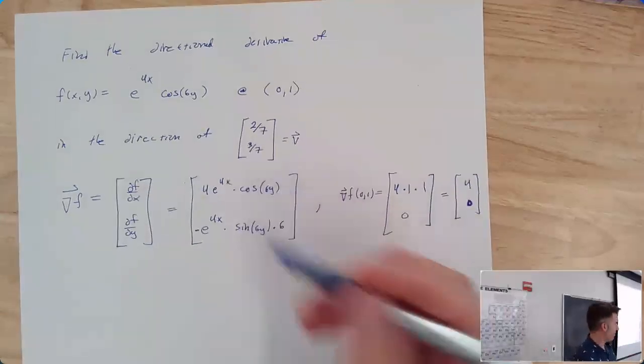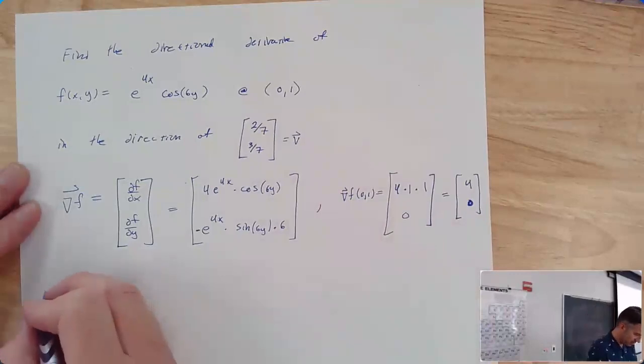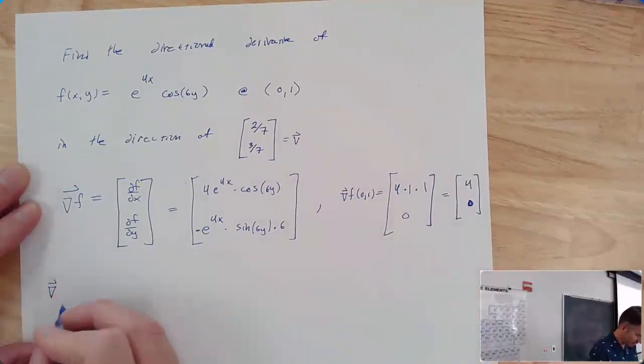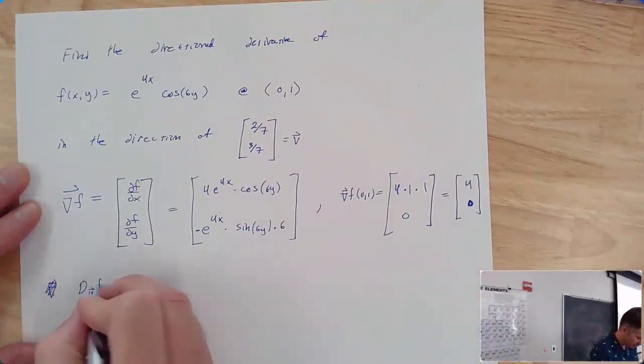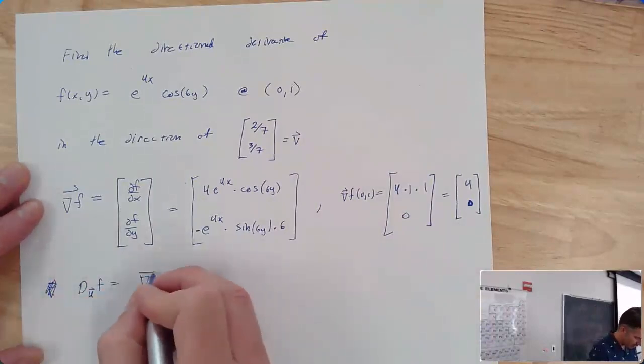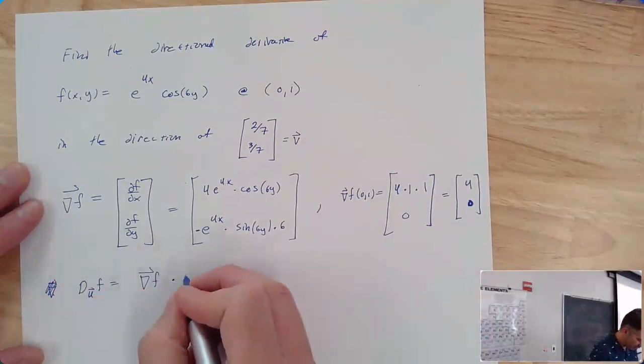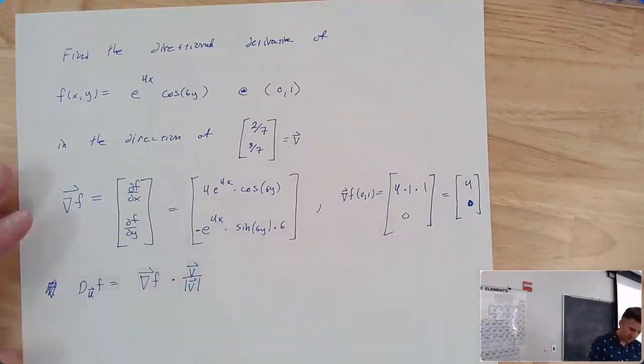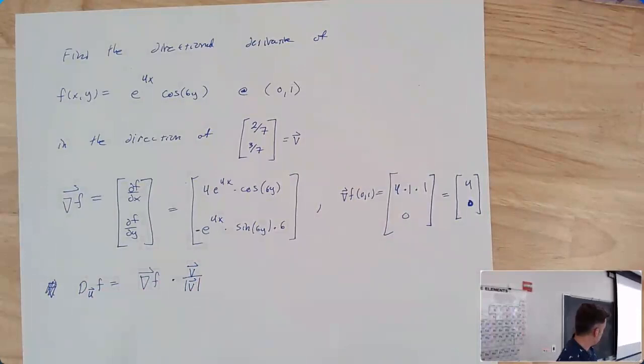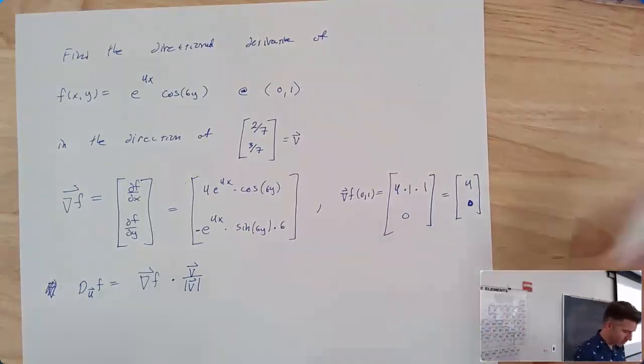All right, so now here's the deal. We need to dot that with our vector u. To find the directional derivative of f in the direction of u, I need to find the gradient of f dotted with v divided by the magnitude of v. I really would prefer not to find the square root of 2/7 squared plus 3/7 squared. That sounds terrible. Here's what I really want you to do. The whole point of this example is really to show you this one little thing that I think is worthwhile.